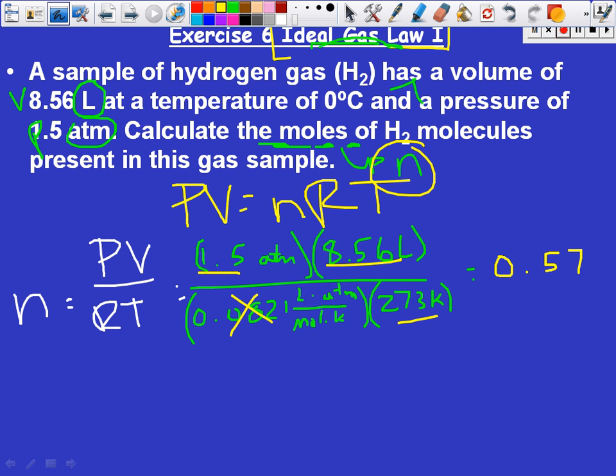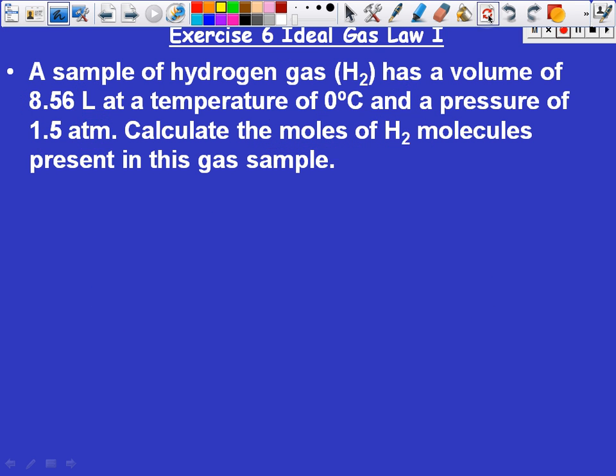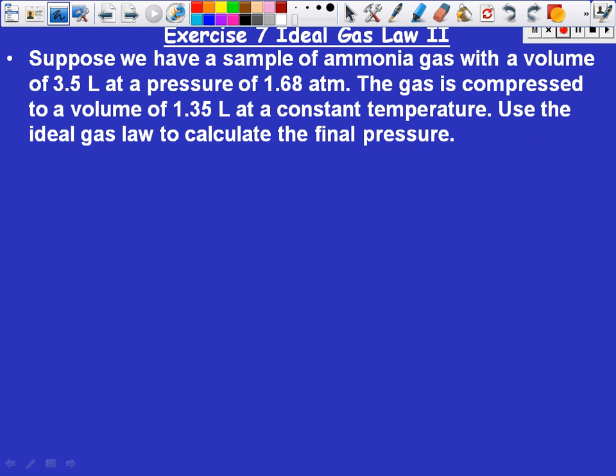So 0.57. Now, is that 0.57 millimeters, inches, joules? What is it? You've got to give the answer in terms of what they were asking, and it's moles of H2. All right, and so that is your correct answer for that particular question. All right, so hopefully that was easy enough. Moving on to the next one.